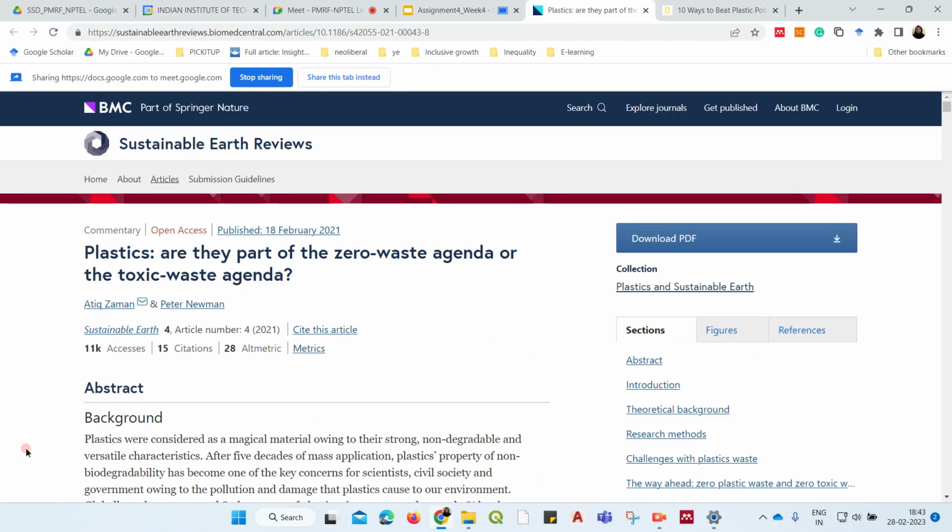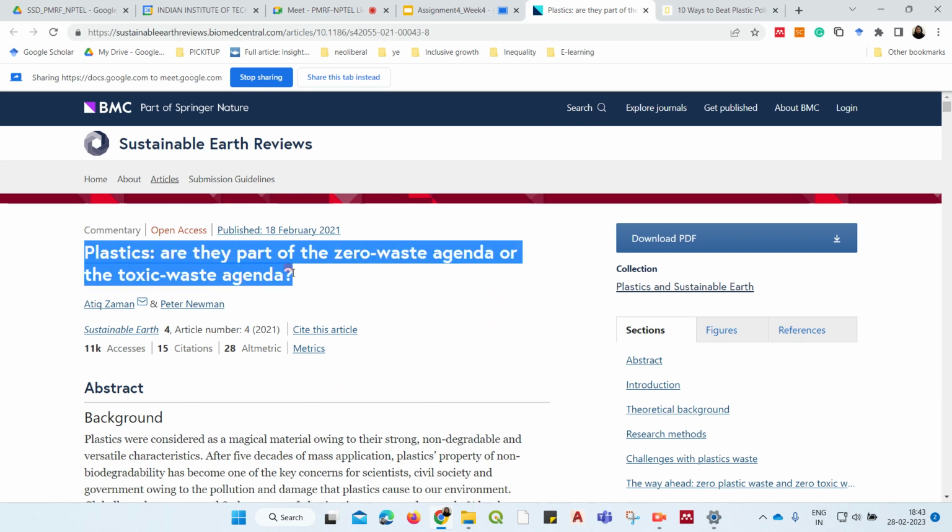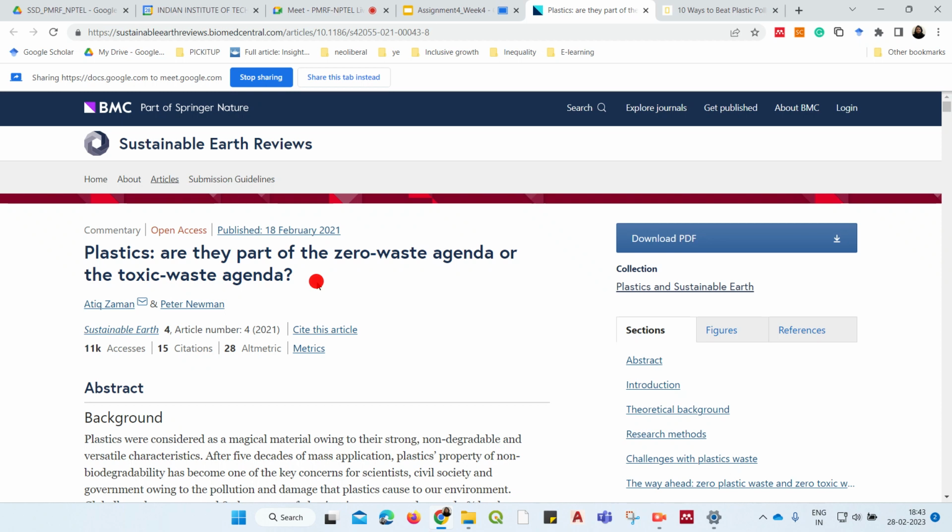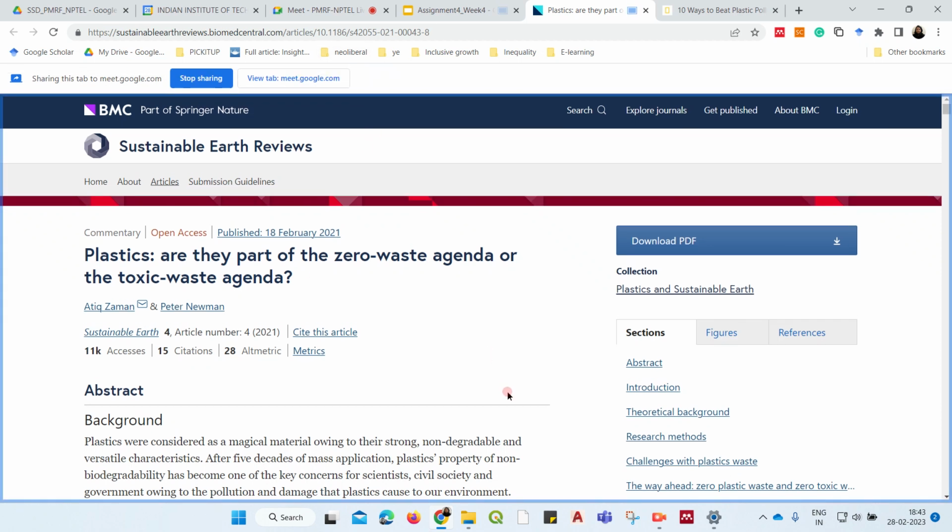Another study which I have linked is this study by Zaman and Newman. Recycling plastics, are they waste of the zero waste agenda or toxic waste agenda? There is several times a lot of debate whether recycling is actually zero waste, or is it producing even more emissions, because even the recycling process itself is energy intensive, and it requires a lot of dedicated machinery and energy consumption to recycle the plastic materials.